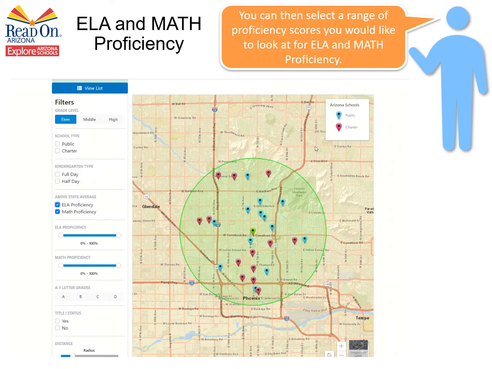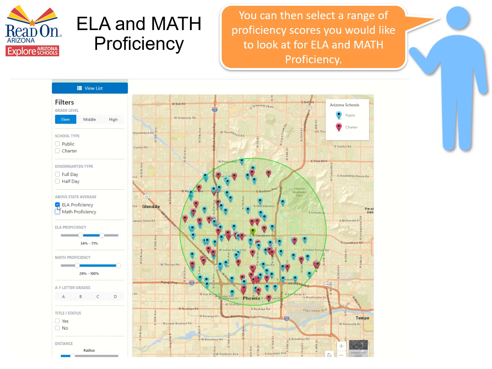You can select a range of proficiency scores you would like to view for ELA and math. Sliding the left button will change the minimum scores, and sliding the right button will change the maximum scores. Keep in mind that if you still have above state average ELA and math proficiencies selected, that might affect your proficiency range viewing.